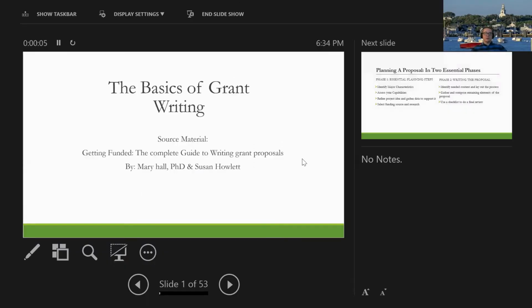All right. So the basics of grant writing, I do want to take this point in time at the beginning just to give credit to the source material. It's a book called Getting Funded, The Complete Guide to Writing Grant Proposals, by Mary Hall and Susan Hallett. That book, the 4th edition, was my Bible when I first started doing grants. I do recommend it. It covers anything and everything you could hope to learn about grant writing and really building your skills. Again, that's Getting Funded, The Complete Guide to Writing Grant Proposals. I highly recommend that book. But with that, let's get started.